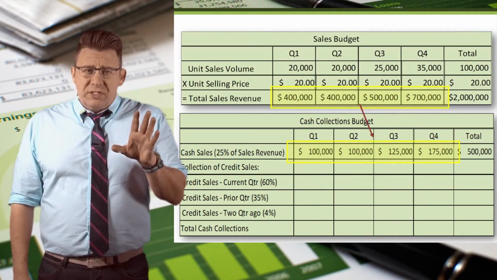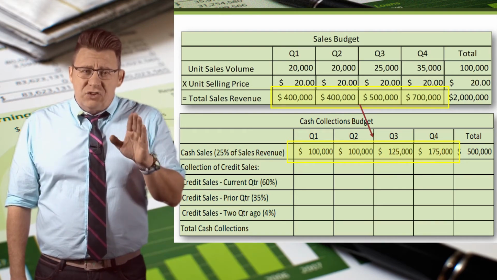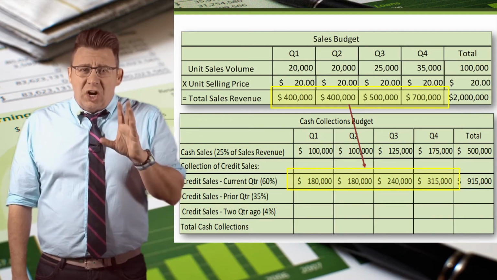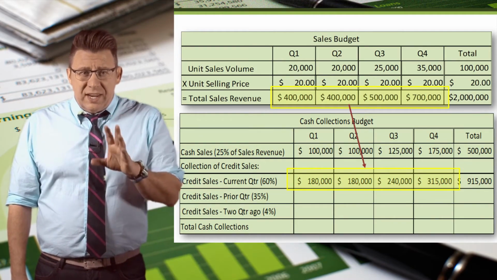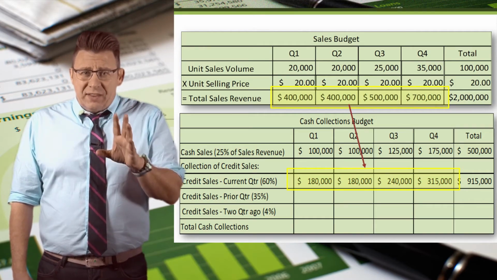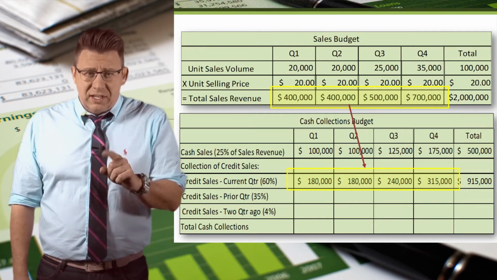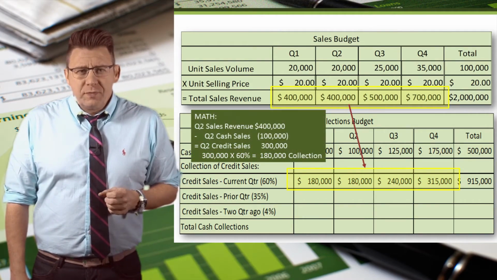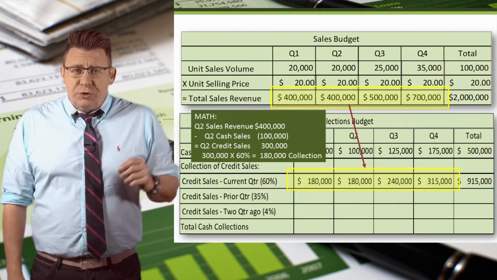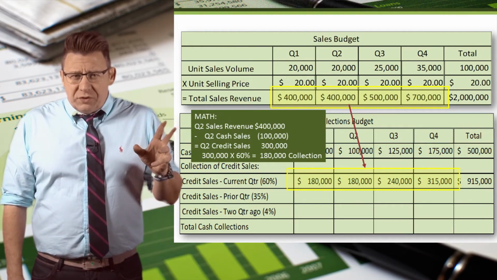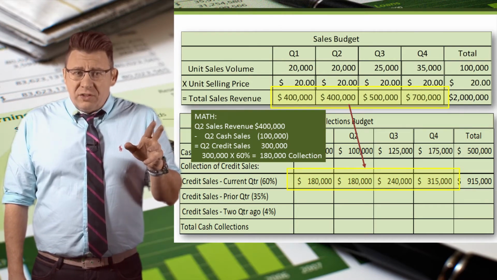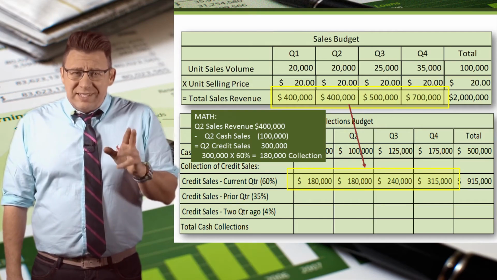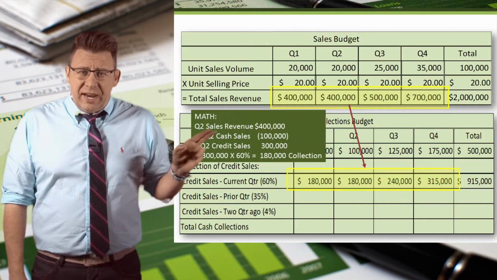So, 25% of sales revenue is the cash sales in each quarter. 60% of the credit sales are collected in the current quarter. So we need to take the total of sales revenue, subtract the cash sales to arrive at the credit sales, then 60% of that is collected in the current quarter. Here is the math for Q2. The total sales revenue is $400,000. $100,000 are cash sales, so credit sales must be $300,000. Therefore, 60% of $300,000 is $180,000.